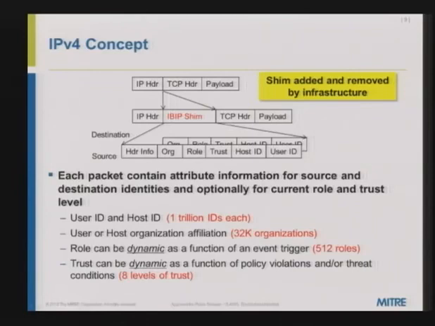Given the size of our shim, we can support up to about a trillion different IDs, about 32,000 organization affiliations, 212 roles, and about 8 trust levels.